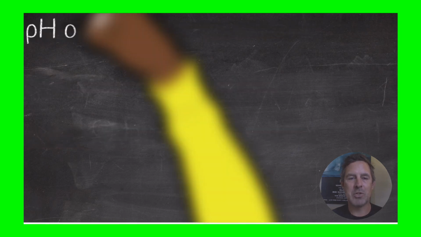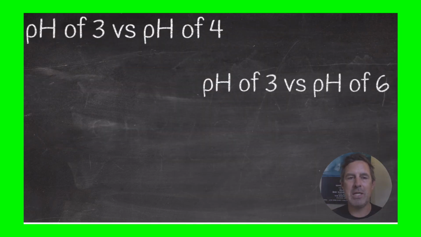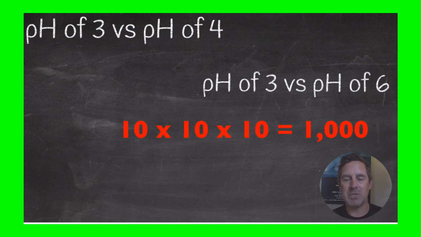So let's compare some pHs, just so we're all on the same page. A pH of 3 is 10 times more acidic than a pH of 4. Keep in mind, we're talking about a logarithmic scale. So a pH of 3 is not just 1 unit more acidic than a pH of 4. It's 10 times more acidic. Whereas a pH of 3 is 1,000 times more acidic than a pH of 6. And that's really important to understand because we're talking about a logarithmic scale, the differences in pH can be dramatic.